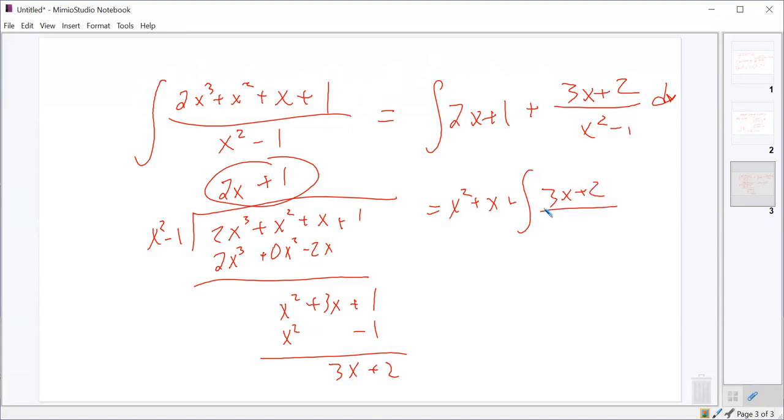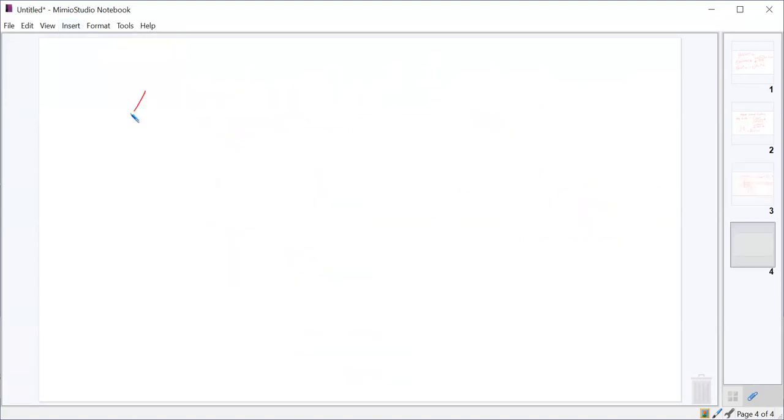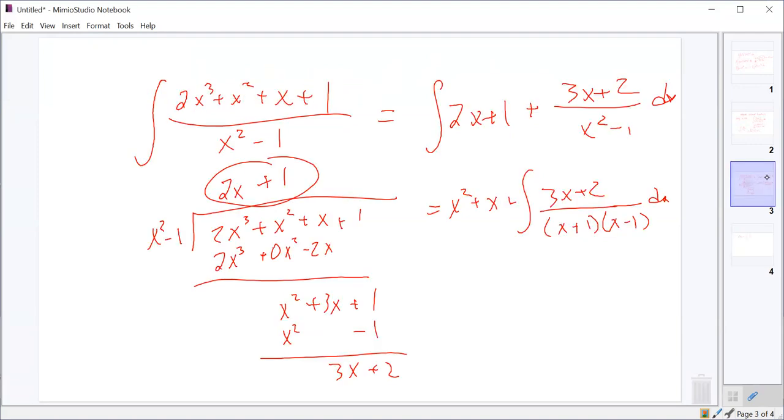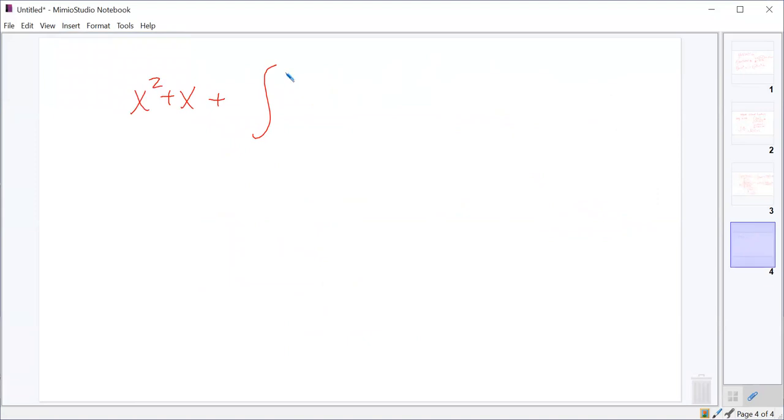And so what do we want to do to integrate 3x plus 2 over x squared minus 1? We should factor out that denominator and use the other technique that we have for rational functions, which is partial fraction decomposition. So I'm just going to go to the next page here. We'll finish this one up. We have x squared plus x plus the integral of 3x plus 2 over x plus 1 times x minus 1. And so we need to figure out how to decompose this into two different fractions. So we're going to start off.